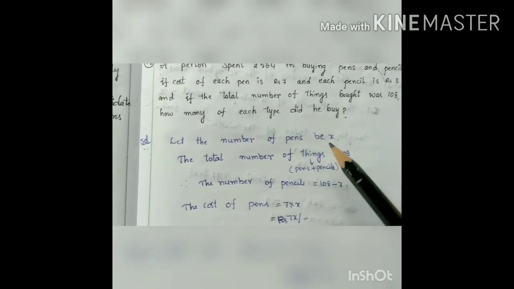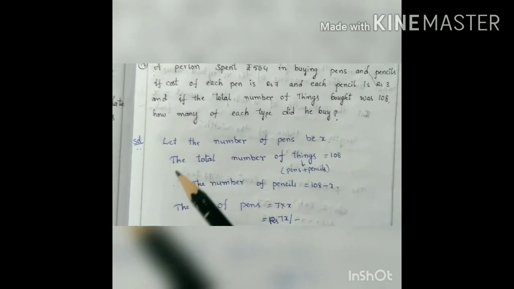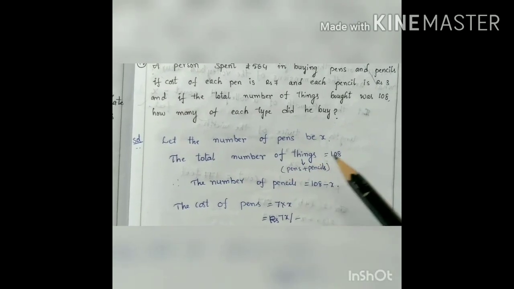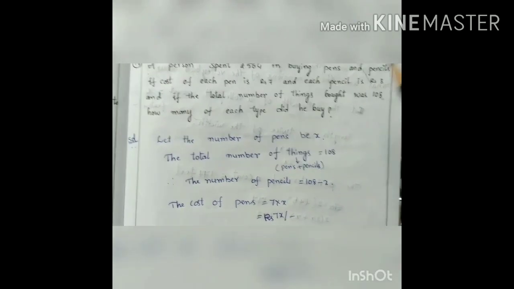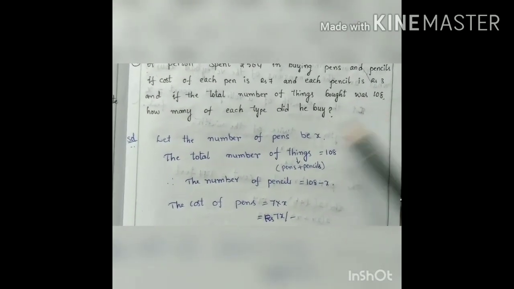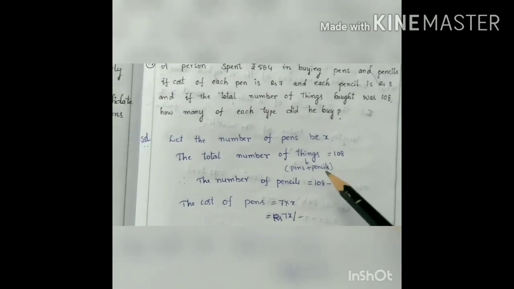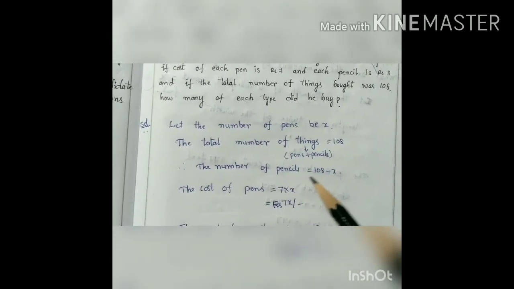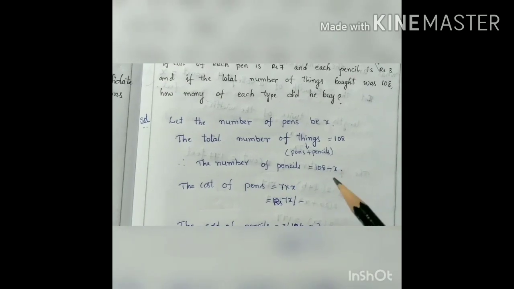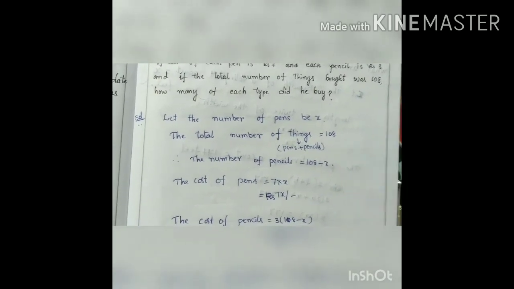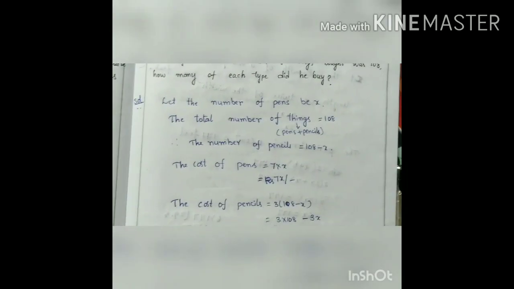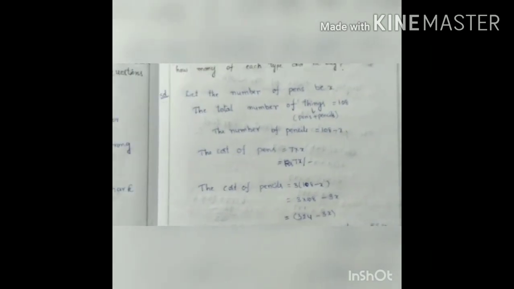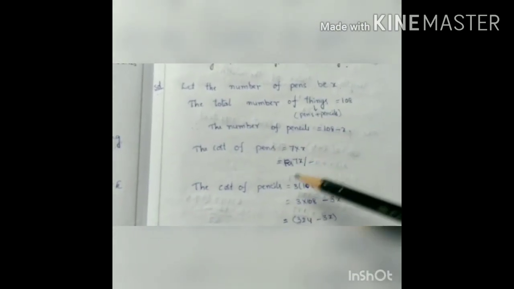Let the number of pens equal x. The total number of things is 108, pencils and pens together. Therefore, the number of pencils equals 108 minus x. So the cost of pens equals 7 into x, 7x rupees.